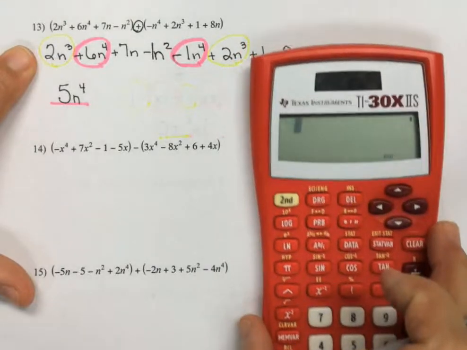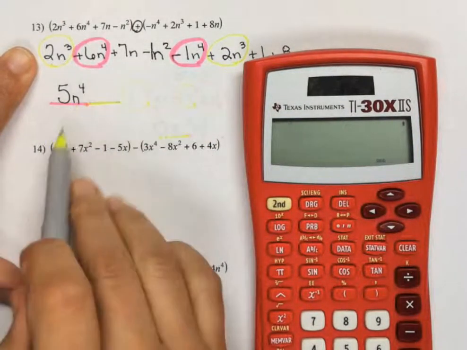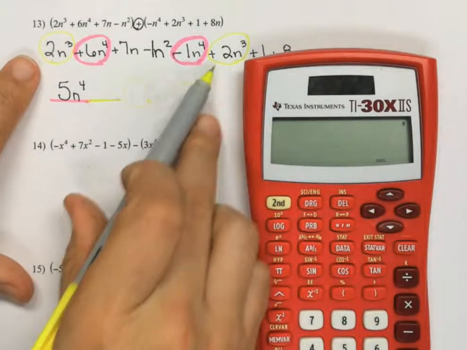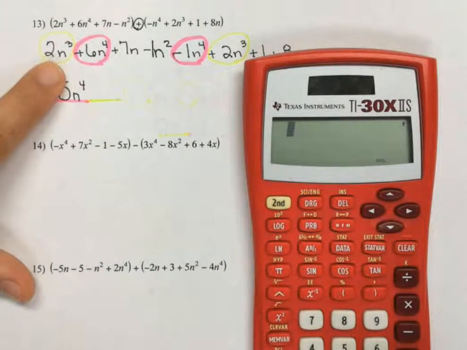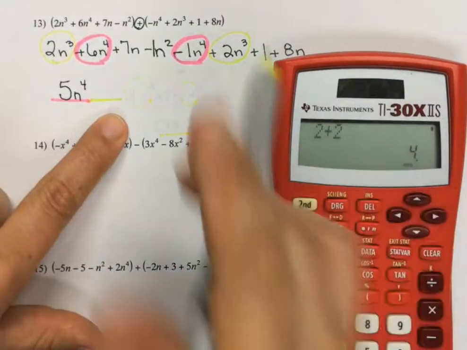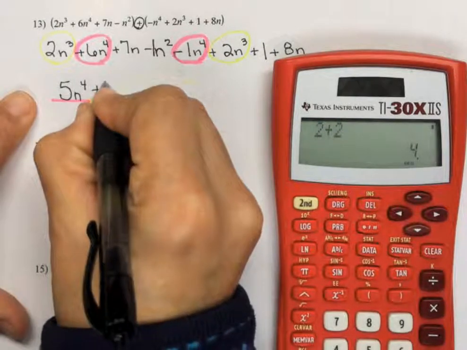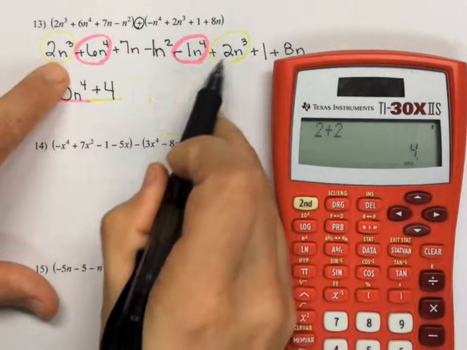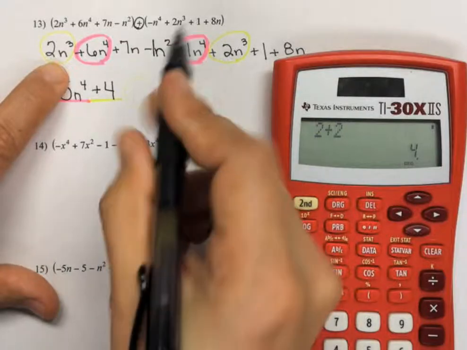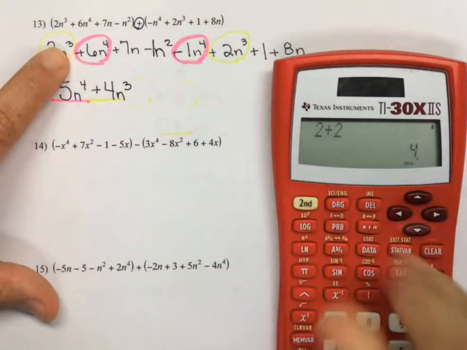We're going to put it in our calculator. After we draw our line, we have our pink terms combined. Now we go to our yellow terms. 2 plus 2 equals 4. It's a positive 4, so we're adding 4. We have to attach our n, and it is to the third power.